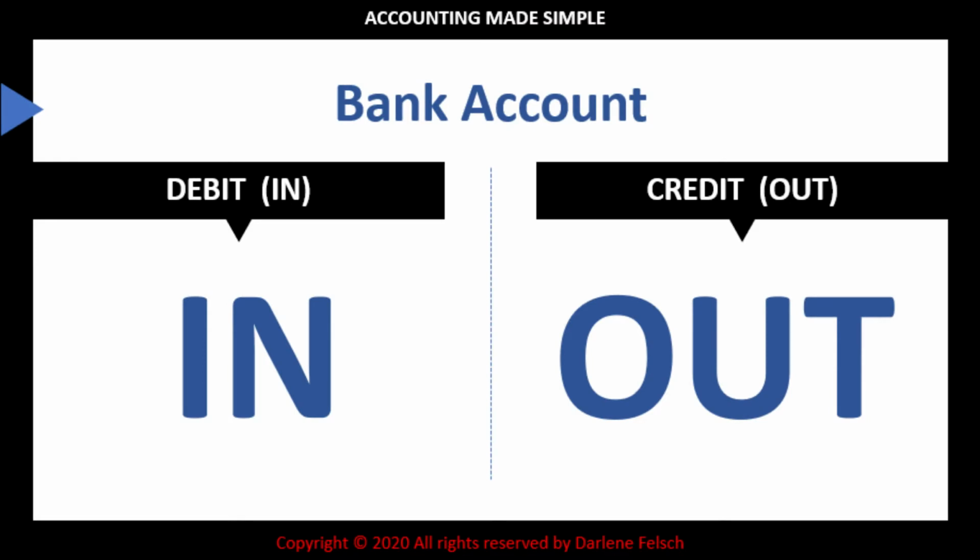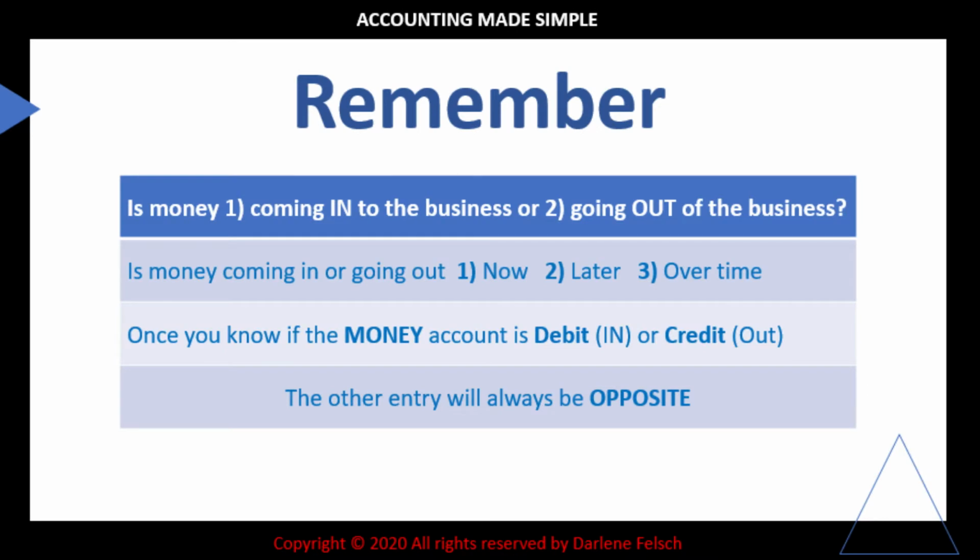So we've been learning that when you look at the bank account, when money's coming in the account, it's a debit, and when money is going out of the account, it's a credit. We also learnt from our last lesson that if you look at the money side of the entry first and you work out whether the money side is a debit or a credit, the other entry will always be opposite.